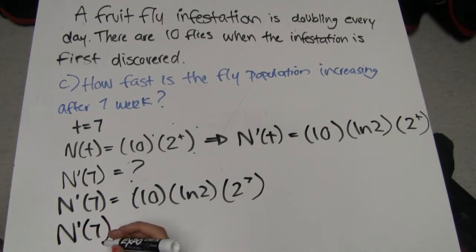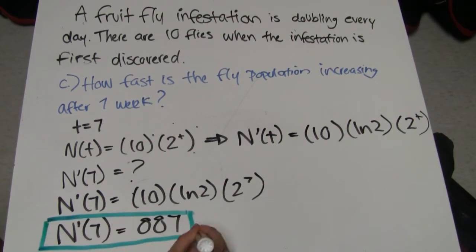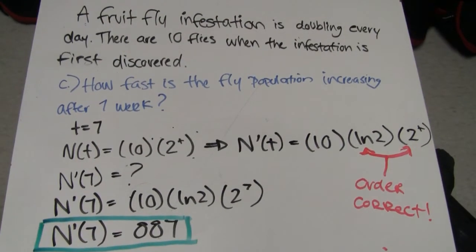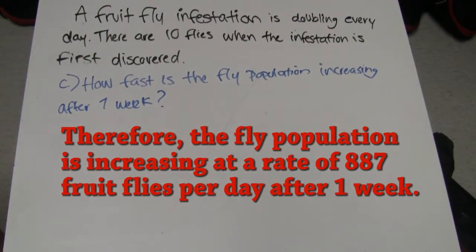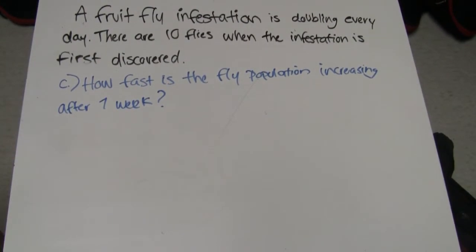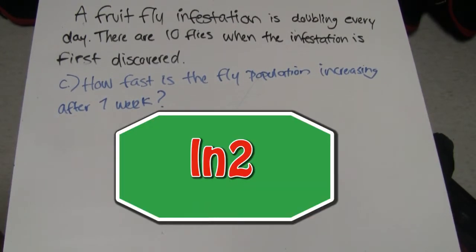Remember, when writing this out, you must be mindful of putting the exponential last in order. Therefore, the population of the fruit flies is increasing 887 flies per day after 1 week. If graphed, this derivative function will be vertically stretched by a factor of ln 2.